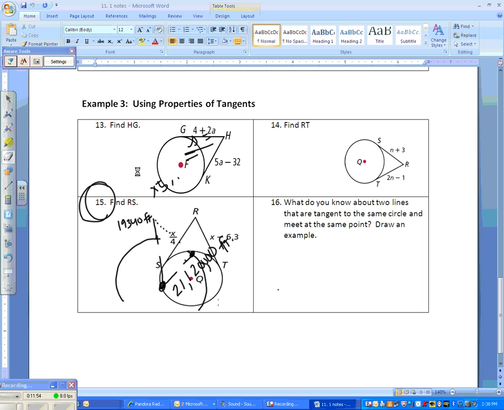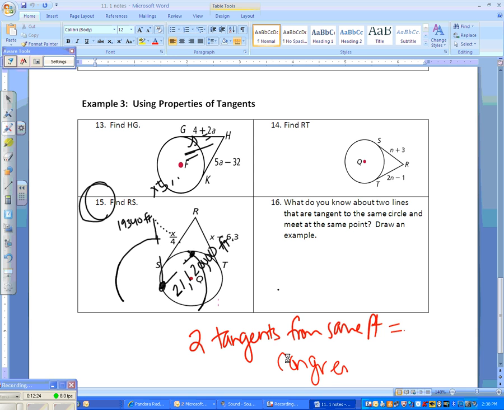Okay, the last thing we're going to do is these kind of look like cone heads to me, so I call them this cone head property. When you have two tangents, and they come from the same point, so this is a tangent, and it hits the circle one time, and it hits the circle one time. So when you have two tangents from the same point, they both start from R, then they're going to be congruent segments. Congruent. And that's this point right there.